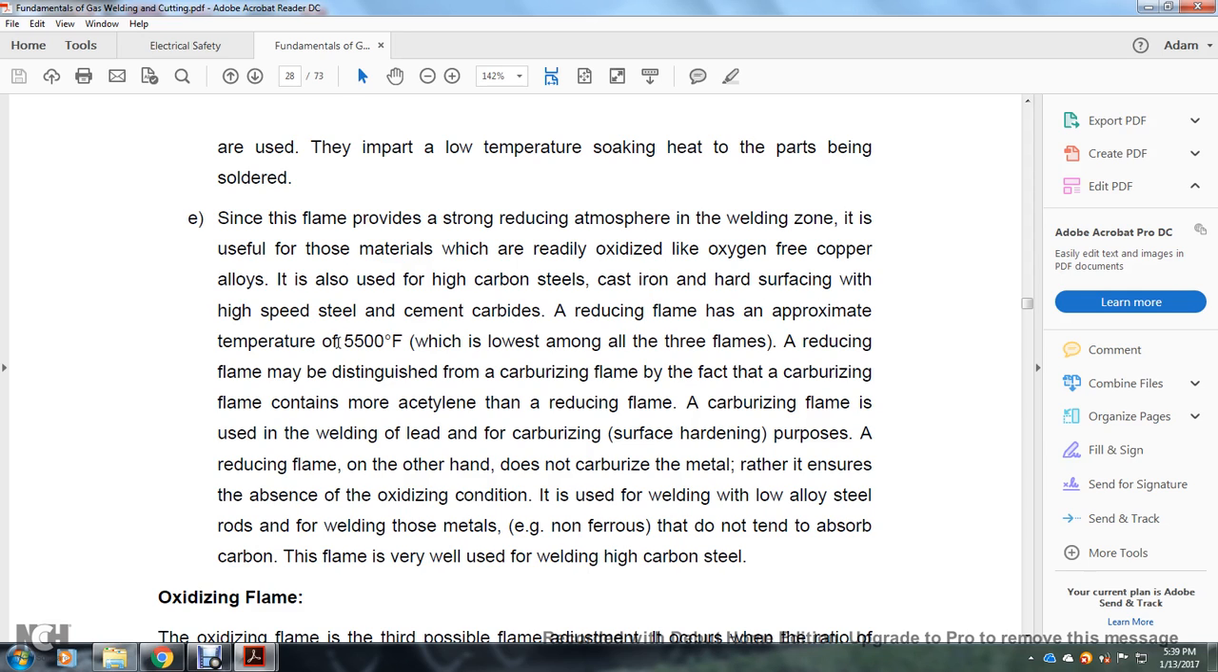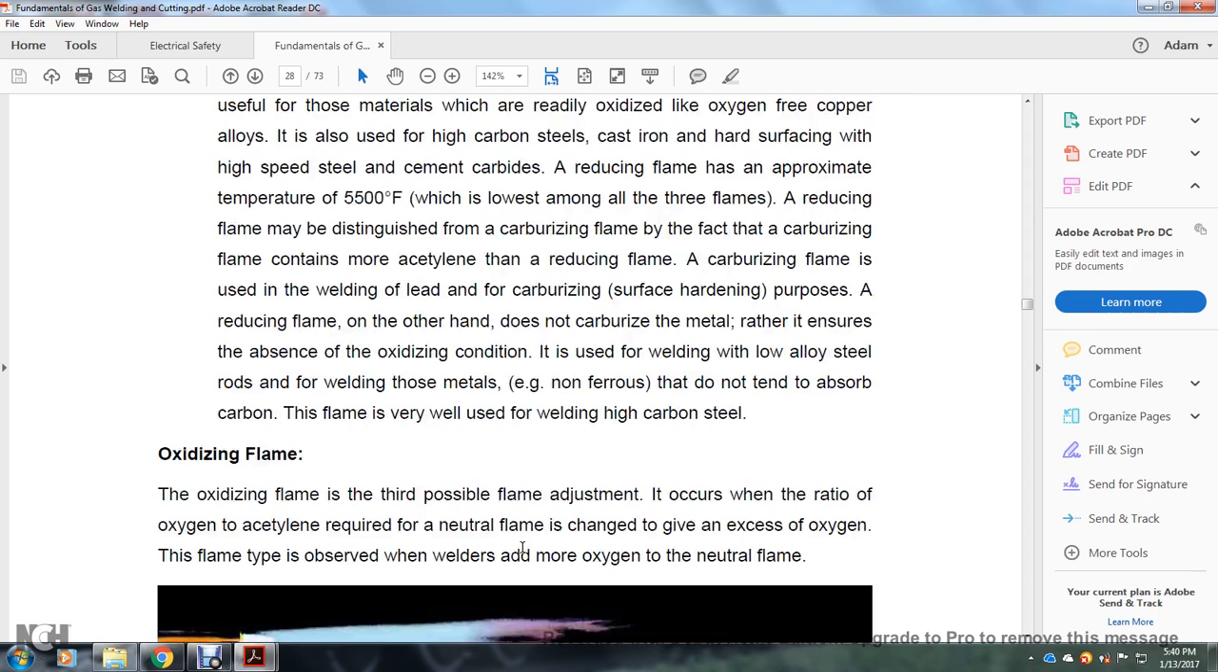The reducing flame has a temperature of approximately 5,500 degrees, which is the lowest among all three flames. The reducing flame is distinguished from the carbonizing flame by the fact that the carbonizing flame contains more acetylene. The carbonizing flame is used in welding and in carbonizing surface hardening purposes. The reducing flame, on the other hand, does not carbonize the metal but ensures an absence of oxidizing conditions. It is used in welding low alloy steel rods and non-ferrous metals that do not tend to absorb carbon. This flame is not well suited to welding high carbon steel.